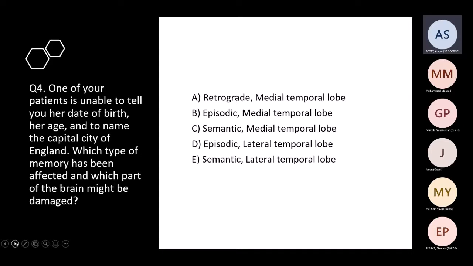So is that her retrograde memory in the medial temporal lobe, episodic memory in the medial temporal lobe, semantic in the medial temporal lobe, episodic in the lateral temporal lobe, or semantic in the lateral temporal lobe?